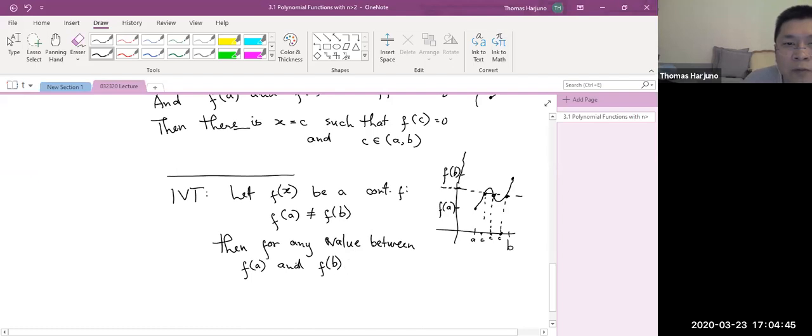Okay, for any value between f(a) and f(b), there is at least an x equals c such that f(c) is in that interval.